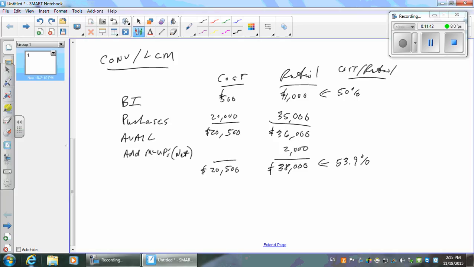Okay. But if you left that 2 out of there, what's 20,500 divided by 36? 57. Yeah, so putting in the markups does what? It drives it down, doesn't it? If I included the markdowns, so this one is the one for lower of cost or market, right? Conventional.